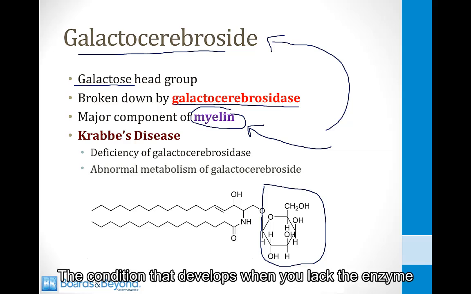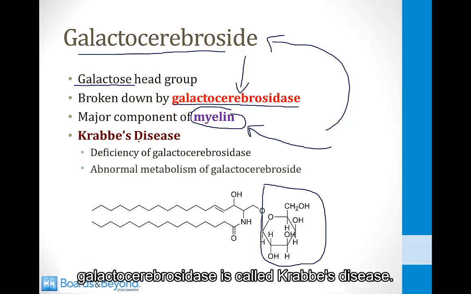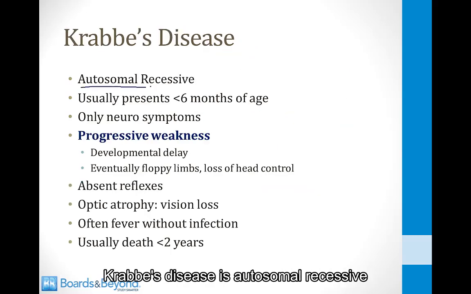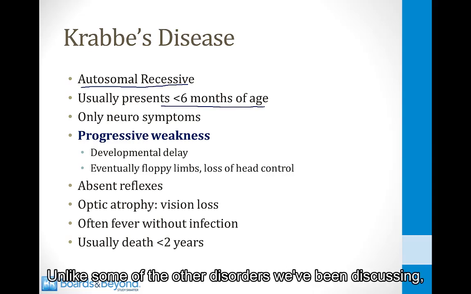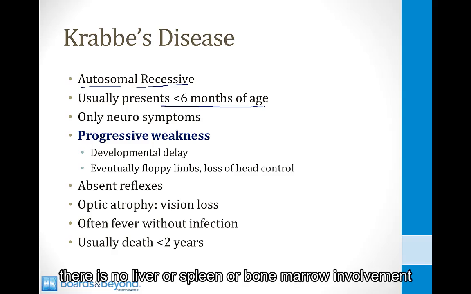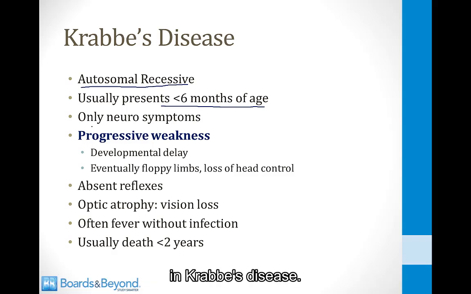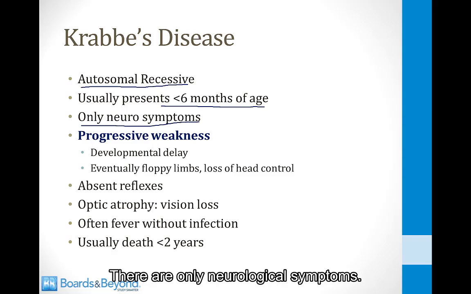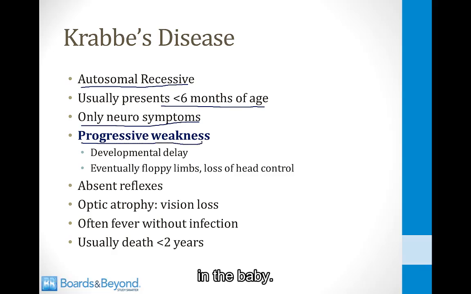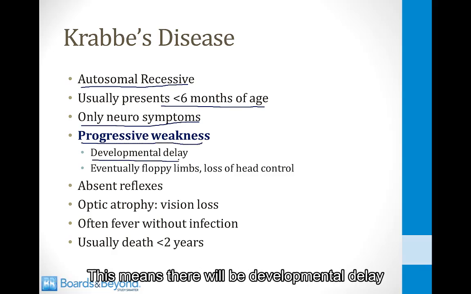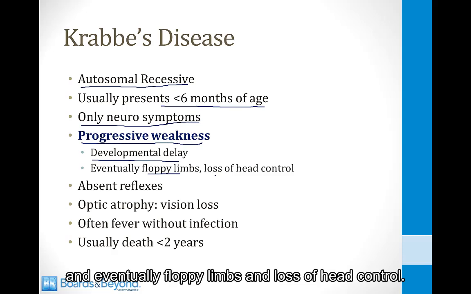The condition that develops when you lack the enzyme galactocerebrosidase is called Krabbe's disease. Krabbe's disease is autosomal recessive like most of the lysosomal storage disorders. It usually presents very young, usually less than 6 months of age. Unlike some of the other disorders we've been discussing, there is no liver or spleen or bone marrow involvement in Krabbe's disease. There are only neurological symptoms. The dominant symptom complex will be progressive weakness in the baby. This means there will be developmental delay and eventually floppy limbs and loss of head control.